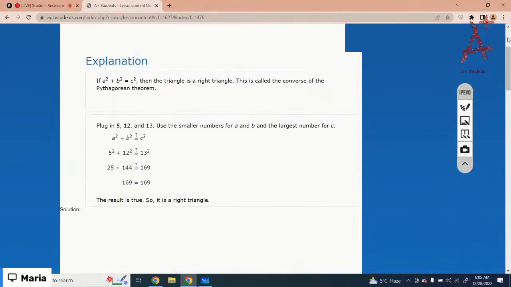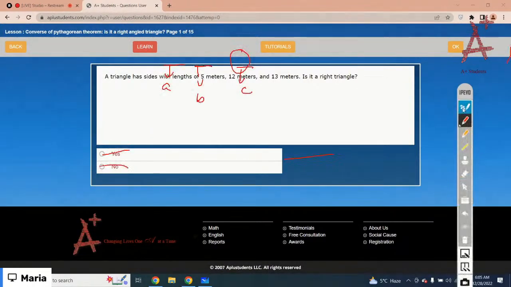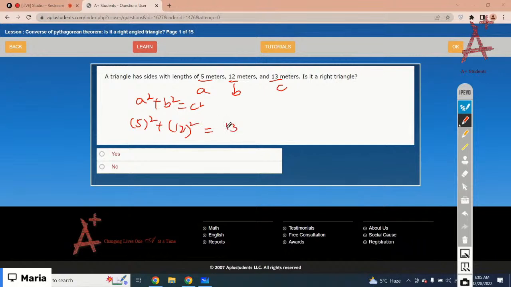Let me just start with the test. I think that's the same we did in the tutorial, isn't it? This is A, this is B. The largest one is always C. Got it? So you have to do A square plus B square equals C square. Just add them. 5 square plus 12 square equals 13 square. 25 plus 144 equals 169. So 144 plus 25 is 169. Both sides are equal. So yes, this is a right angle triangle. Got it?